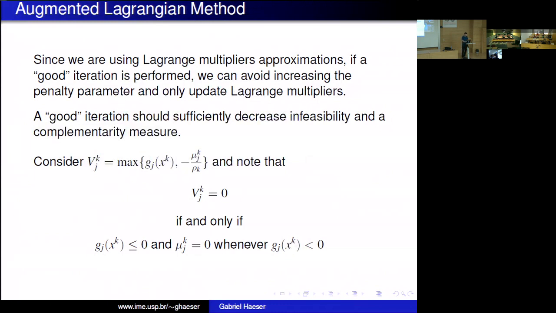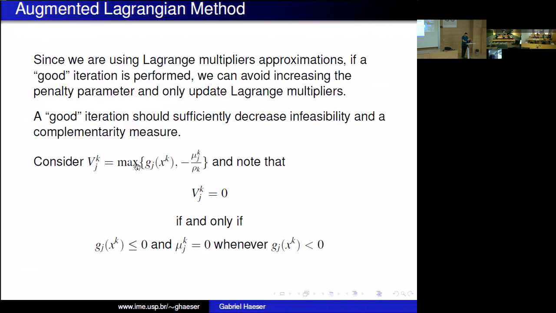So what's a good iteration? A good iteration is an iteration that sufficiently decreases the infeasibility and the complementarity. So I must have a way to measure how the infeasibility is being reduced and how this complementarity is being reduced. One way to do this, for the infeasibility, we can check the norm of h, if this is small, and we can check this value.